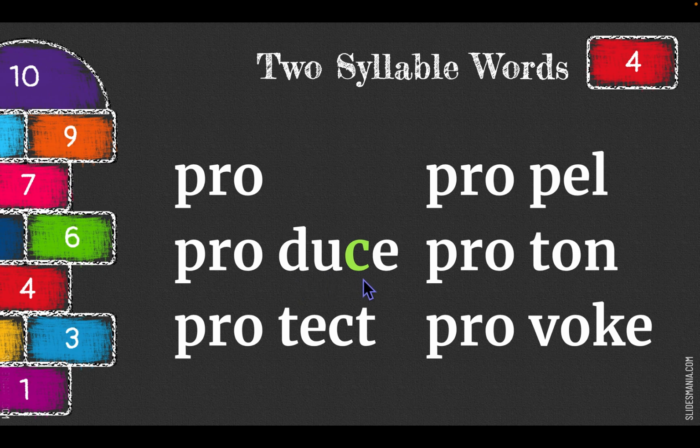Produce. Notice the C is followed by an E, so it will have the soft sound of S. Produce. Protect. Propel. Proton. Provoke. Notice the silent E makes the O take on its long sound.